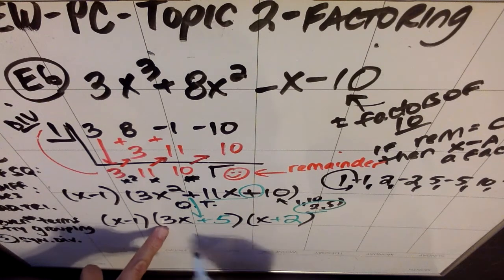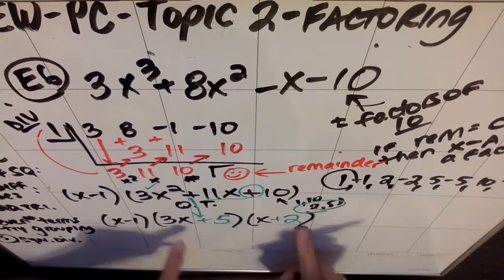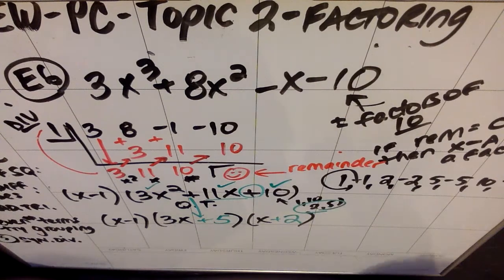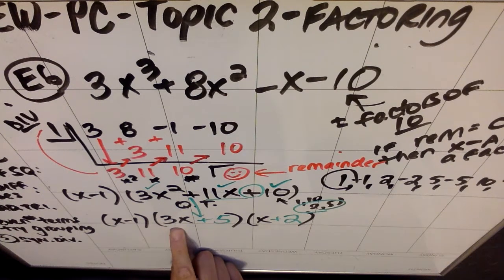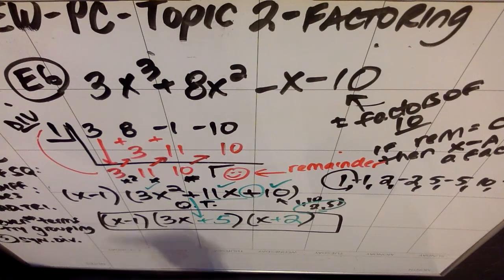My first terms would be a 3x squared, so that's right. My outer and inner would be a 6x and a 5x, that's a positive 11x, and my last seat would be a plus 10. So my fully factored form is this x minus 1 that I got from synthetic division, the 3x plus 5, and then the x plus 2. So that's my final answer. And that's a quick overview of how you want to do factoring.